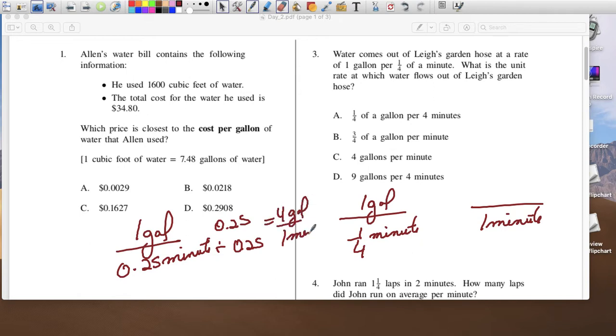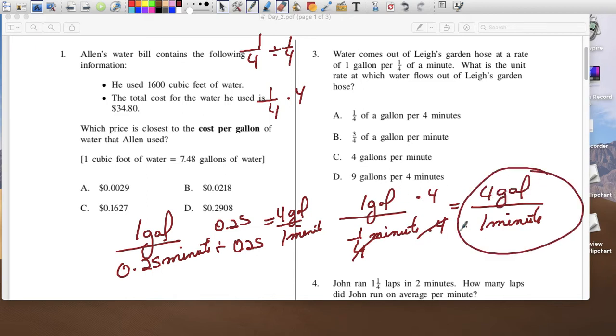1 minute. If you left it as a fraction, the only thing you have to remember is that when you're dividing by 1/4, it actually means multiplying by the reciprocal, by 4. So you're actually multiplying this by 4 and the top times 4. 1/4 times 4 simplifies to just 1 minute. And 1 gallon times 4 is 4 gallons. So your unit rate, remember, unit rate, we're comparing to something with a unit of 1. 4 gallons in 1 minute makes us have the answer of C.